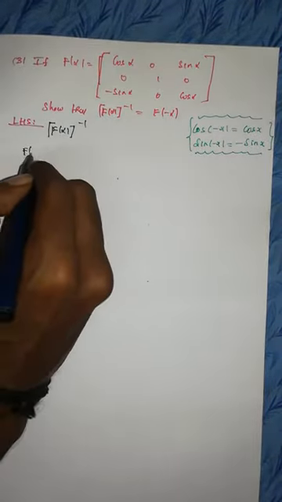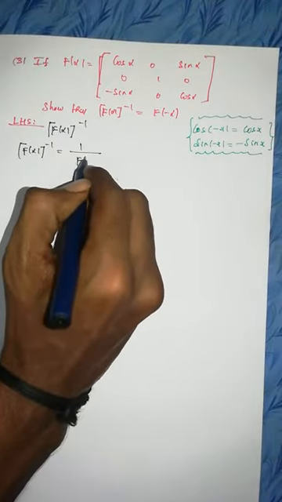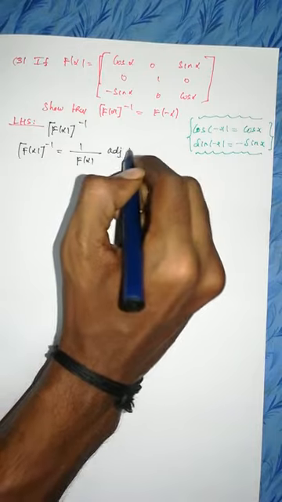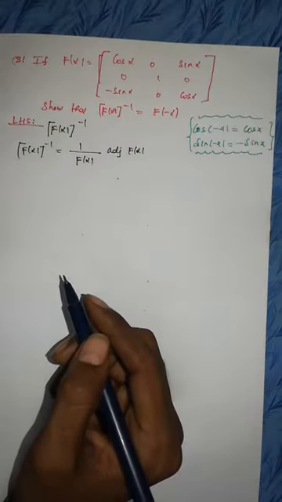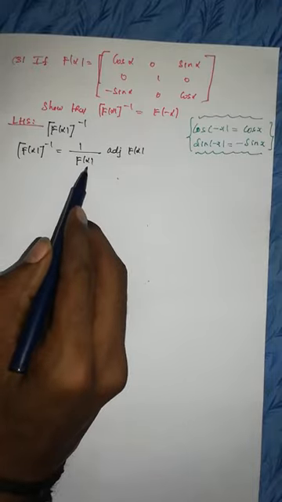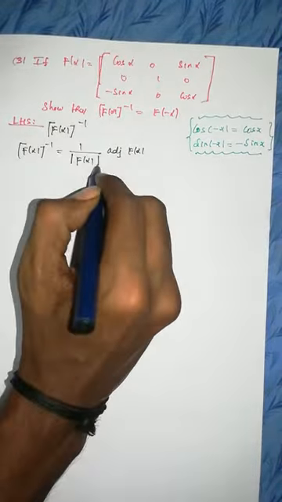So f of alpha inverse is equal to 1 by determinant of f of alpha into adjoint of f of alpha. So in place of A, I substitute f of alpha. So 1 by determinant of f of alpha.